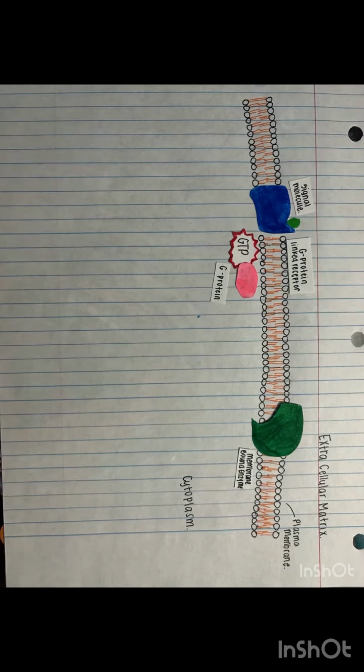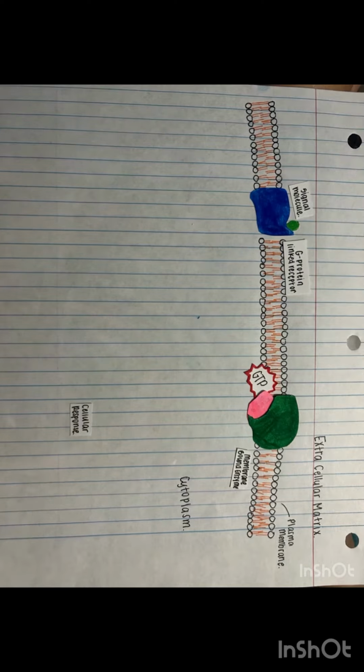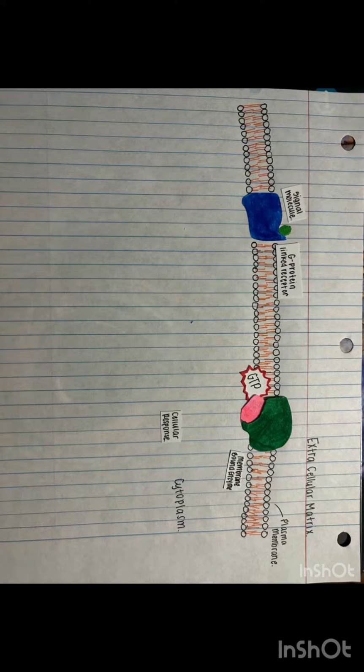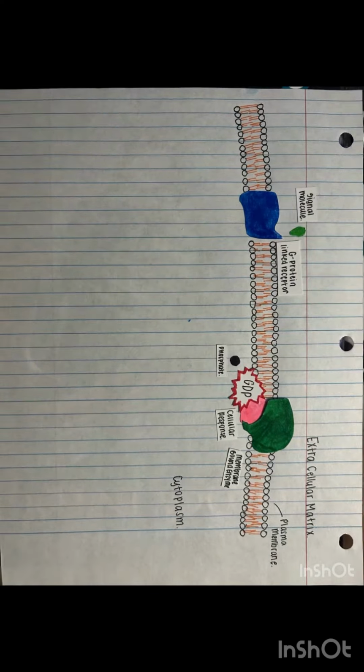Now, the GTP and the G-protein start moving towards the membrane-bound enzyme. This binding starts cellular respiration to occur. Since the cellular respiration has already happened, it allows the GTP of the G-protein to lose a phosphate, and it turns back into GDP.